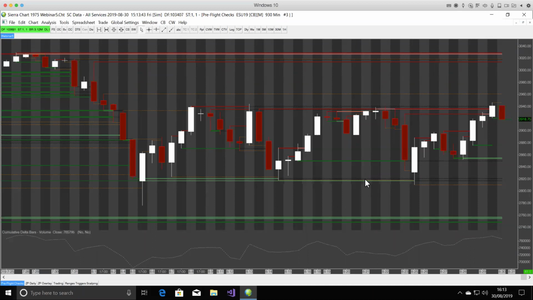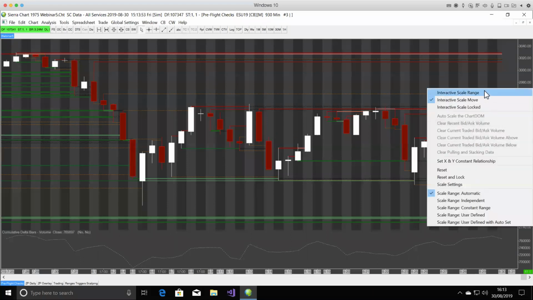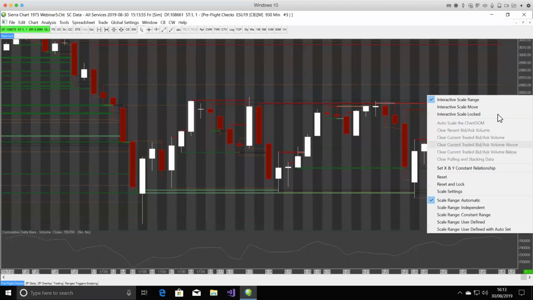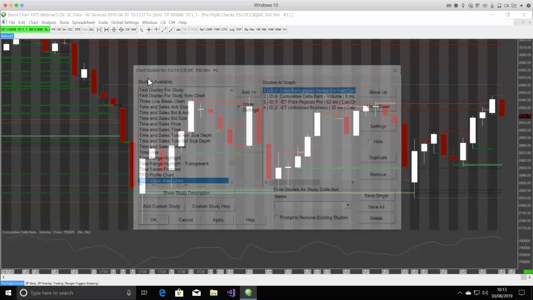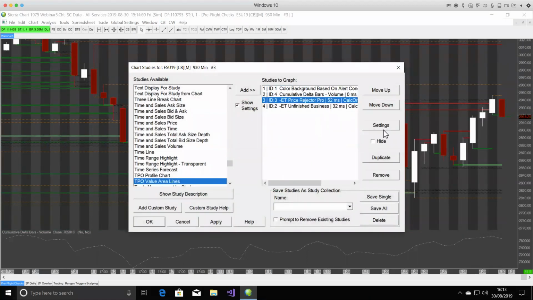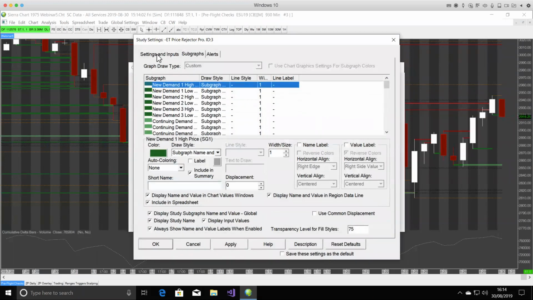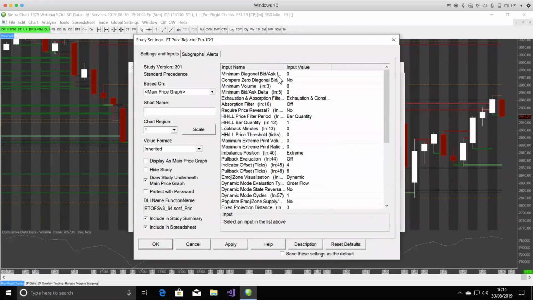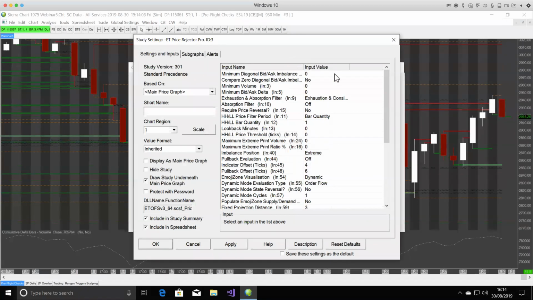But I want to see the big picture, and I want to look at the quality of what prices are too high and what prices are too low. The way in which I do that is actually pretty simple. I use Price Rejector Pro, and the way in which I set this up is I'm not looking for an imbalance. So that means I'm only looking for exhaustion at the end of the bar.